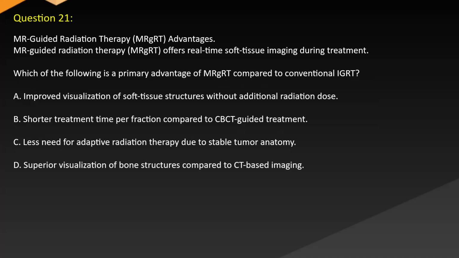Question 21. MR-guided radiation therapy advantages. MR-guided radiation therapy offers real-time soft tissue imaging during treatment. Which of the following is a primary advantage compared to conventional IGRT? A. Improved visualization of soft tissue structures without additional radiation dose. B. Shorter treatment time per fraction compared to CT-guided treatment. C. Less need for adaptive radiation therapy due to stable tumor anatomy. D. Superior visualization of bone structures compared to CT-based imaging.